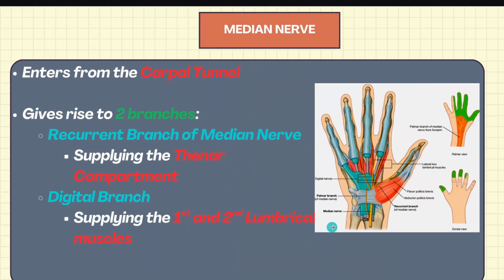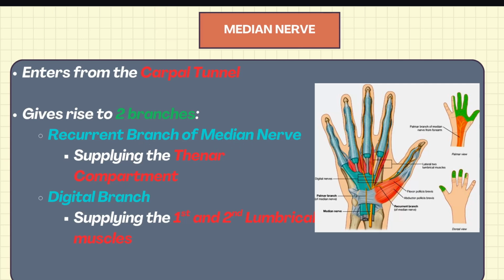And now we're going to talk about the 3 most important nerves, the median nerve and the ulnar nerve and the radial nerve. Starting off with the median nerve, we already know that the median nerve runs through the carpal tunnel. And this median nerve, after it runs through the carpal tunnel, is going to give off 2 branches. It's going to give off the recurrent branch of the median nerve and the digital branch of the median nerve.